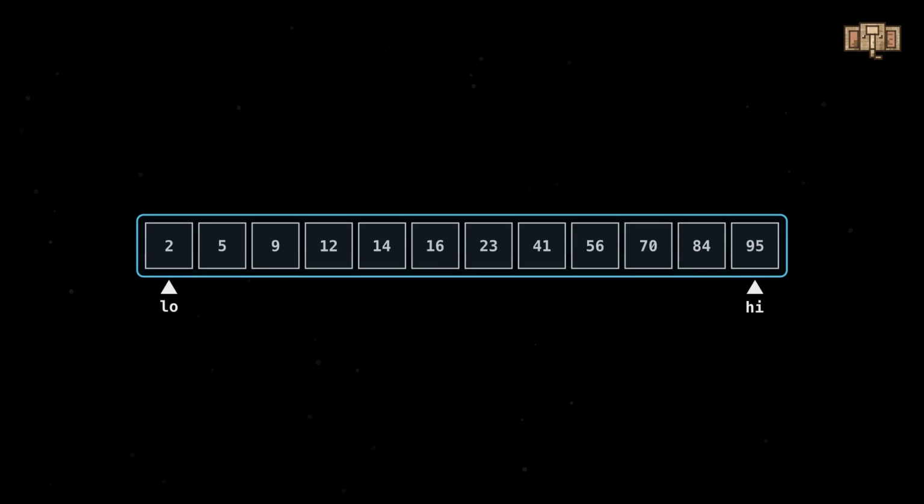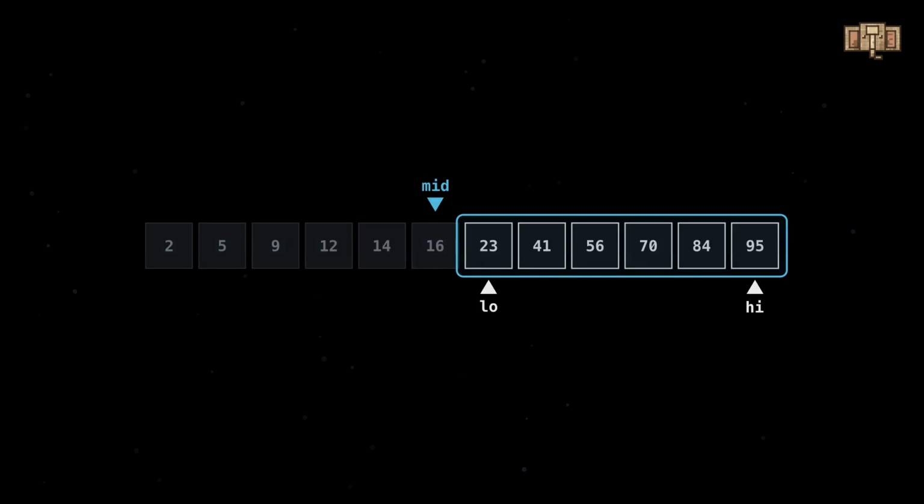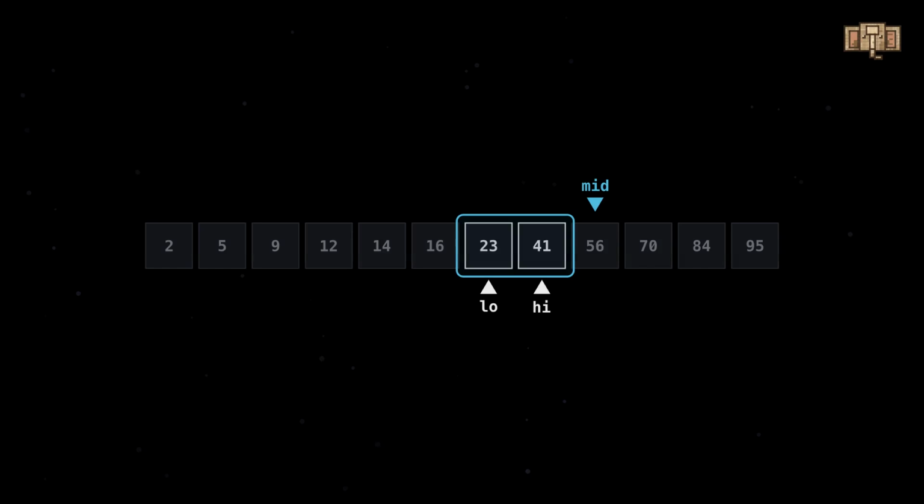Let us run it for real. Low at the far left, high at the far right. The middle is 16, too small, so 23 must be to the right and the entire left half drops away. New middle, 56, too big, so this time the right half drops. One cell is left standing, so do not let me tell you, you call it, where is 23? Right there, 3 looks on an array we would have scanned a dozen times.